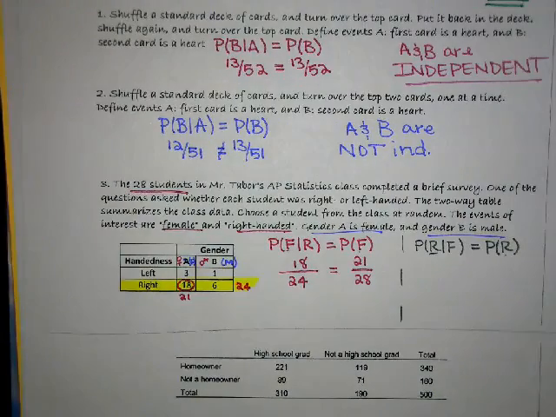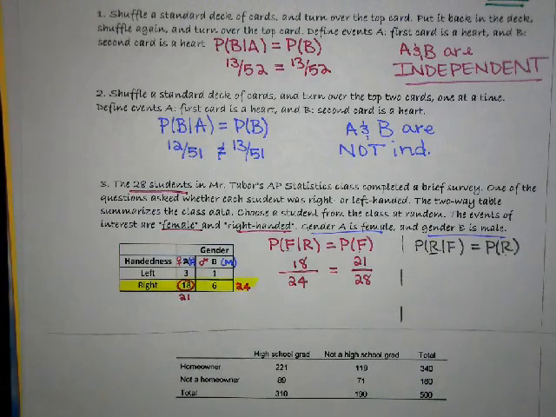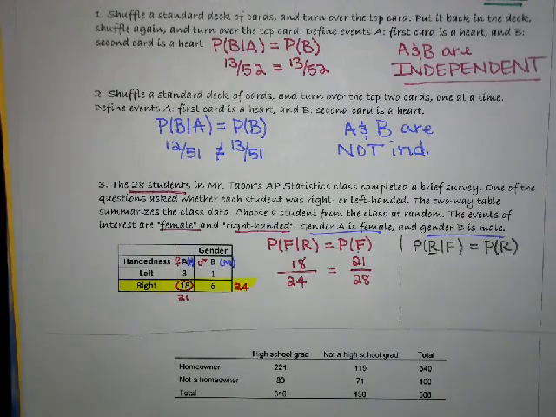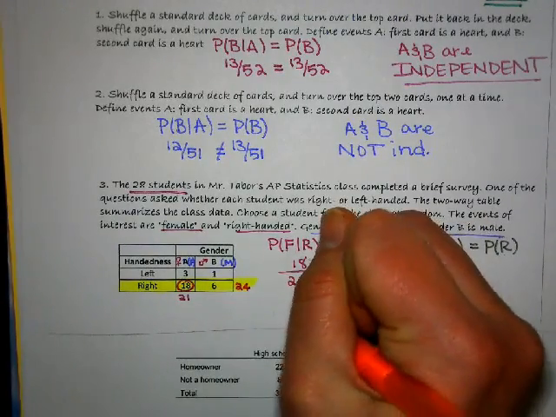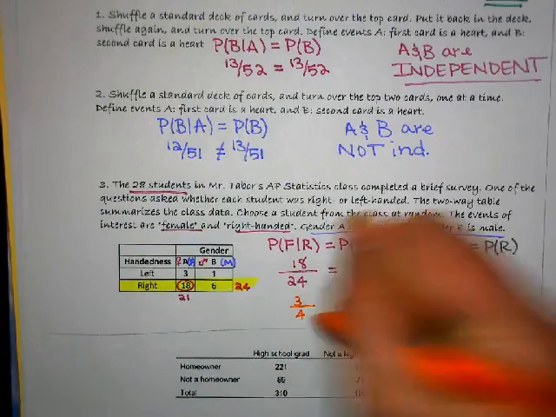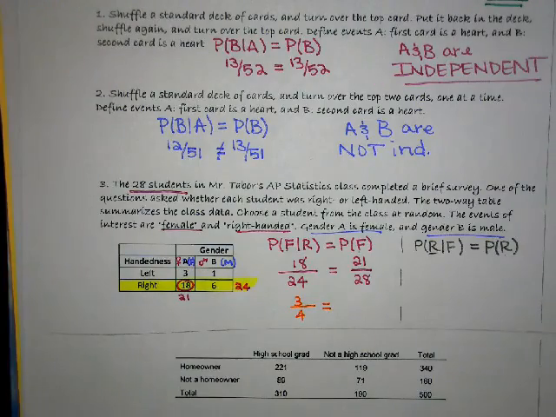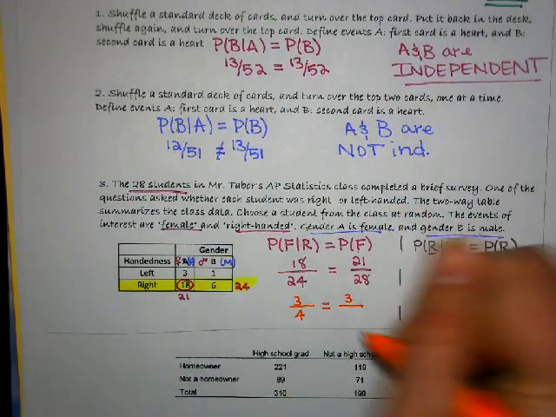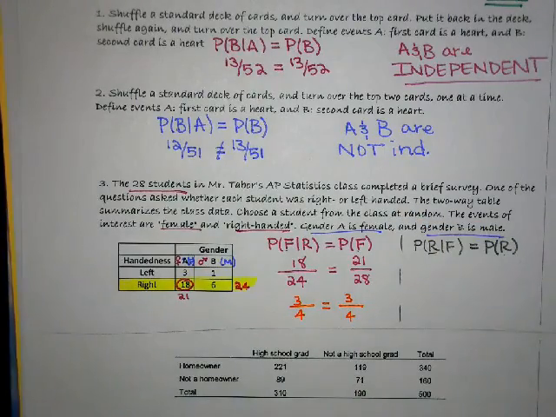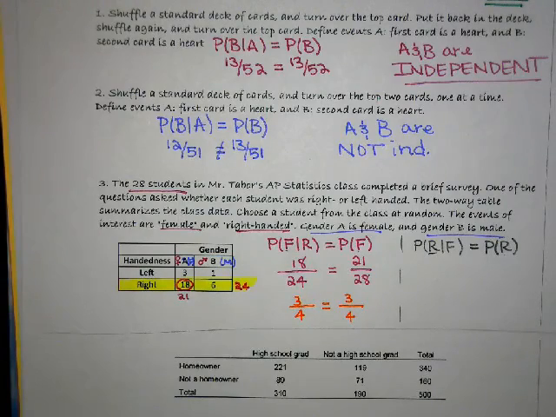Now some of you may type that into your calculator and automatically get decimals. I'm more of a fraction person, so I'm going to simplify. 18 and 24 are both divisible by 6. 18 divided by 6 is 3, and 24 divided by 6 is 4. 21 and 28 are both divisible by 7. 21 divided by 7 is 3, and 28 divided by 7 is 4. So the probability that the student is female, given they're right-handed, is the same as the probability the student is female. So female and right-handed are independent for this situation.